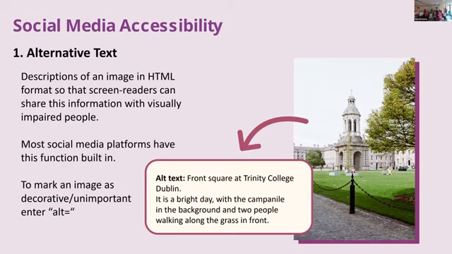It's a bright day with a campanile in the background and two people walking along the grass. Anyways, the idea is that you just give the important pieces of information. If it's a decorative image or if it's not needed, like on this slide, the white box with the pink line is a decorative image, so I just mark that as decorative. Most social media platforms and things like Word docs have this function built into them. But it's good to just be aware of.